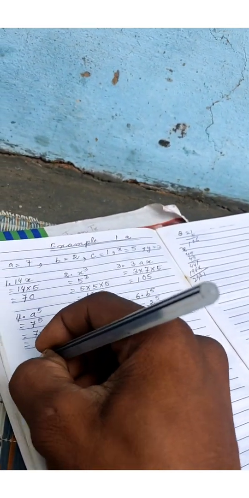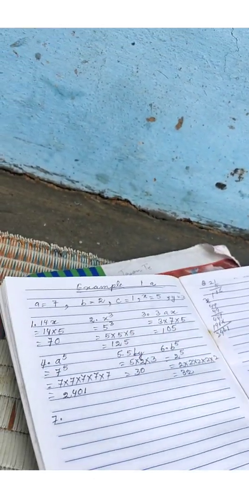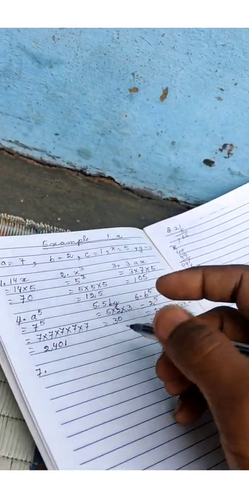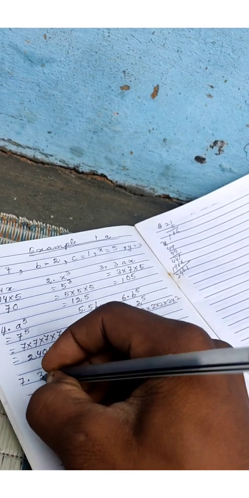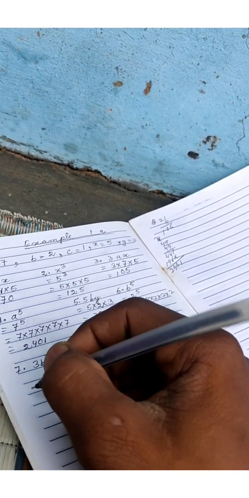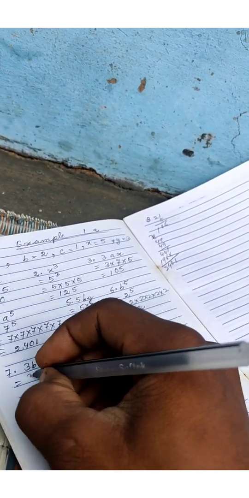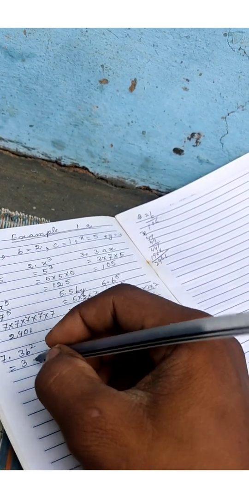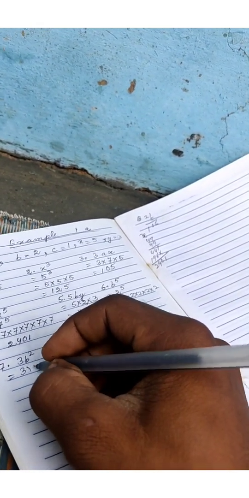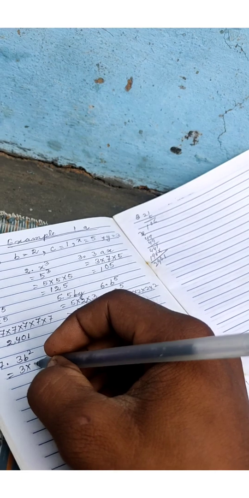So go for the next sum. The next sum that we have got over here is 3b square. What is 3? 3 is a constant and b is your variable. So put the value of b, which is 2.